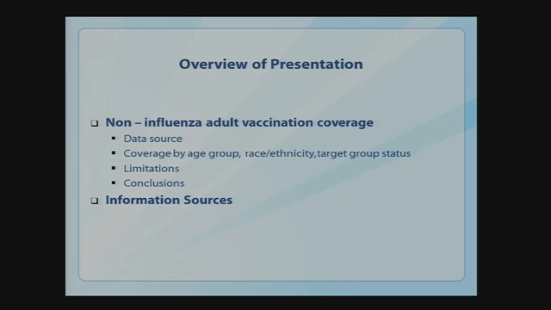There we go. This presentation summarizes results from the 2012 National Health Interview Survey that was published in the MMWR in February of this year. I will describe the data source, provide a very top-level summary of adult coverage by age, race, ethnicity, and vaccination target criteria, some brief limitations, conclusions, and provide sources for additional information.